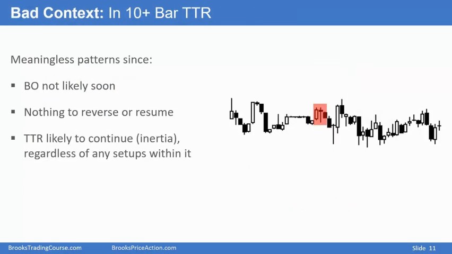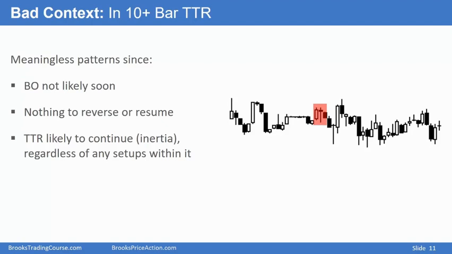Context, really important. Here we have another IOI pattern, inside bar following outside bar, but look to the left. It's a 20 bar tight trading range. Should I sell below the low of this bear inside bar? No, because chances are the sell-off is not going to go very far, and it may not even go far enough to make a scalp. It's not a reversal pattern. There's nothing to reverse. We're going sideways. Chances are, if we break out, we'll simply go more sideways.